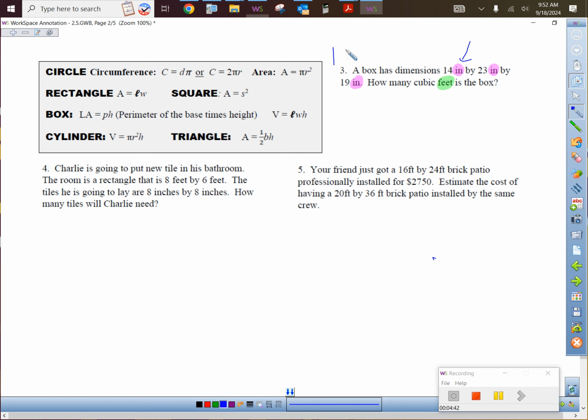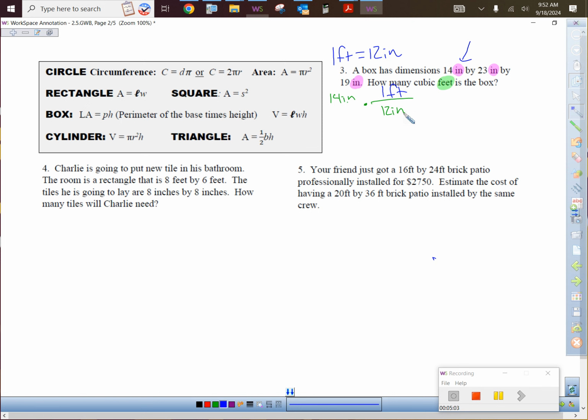And I will give you this. 1 foot equals 12 inches. Are you with me on that? 1 foot equals 12 inches. So watch this move. This is 14 inches. I would like to change it into feet, so since inches is upstairs, shouldn't I put inches downstairs on this guy? And then I will have the 1 upstairs. Are you with me on that conversion rate right there?